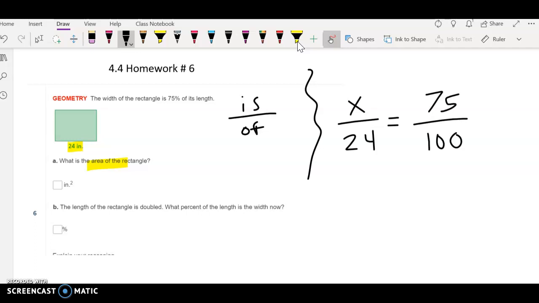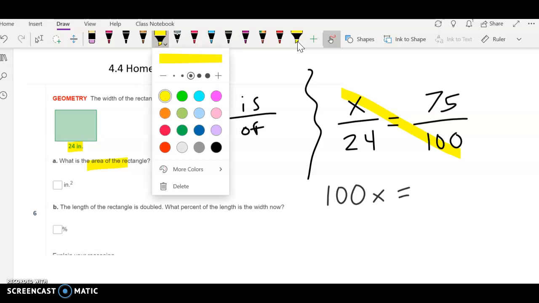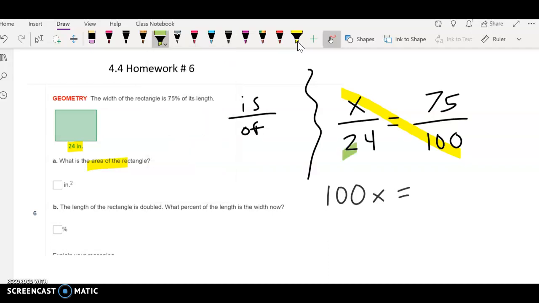I would say the best way to go about this would be to use cross multiplication and figure out what x is. So to do that, we'd say, okay, 100 times x, also you can just write 100x, equals, and then over here we have 24 times 75. The reason this would probably be the best method is because 24 doesn't go into 100 evenly. So we can't use that method where we just multiply across. So I would say this would be the fastest way to get there.